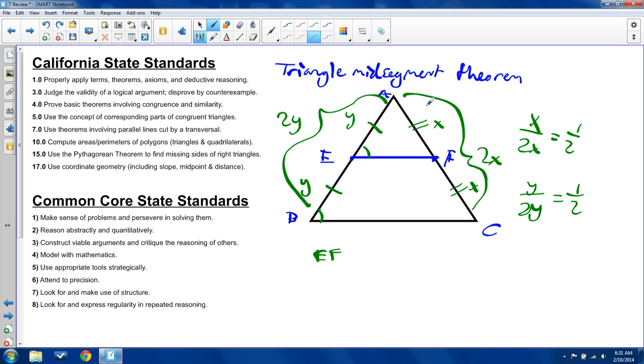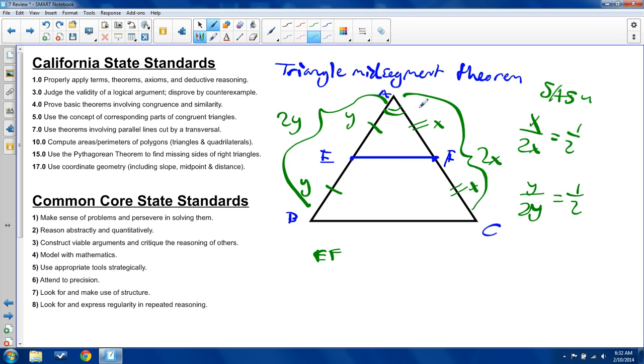The only reason I could is by saying corresponding angles, but I don't know yet that these lines are parallel. But I do know that angle A is congruent to itself. You can see angle A in this triangle and angle A in this triangle. And if that's the case, I have side ratios equal, and I have an angle in between. So the side angle side similarity conjecture says that triangle AEF is similar to triangle ABC.